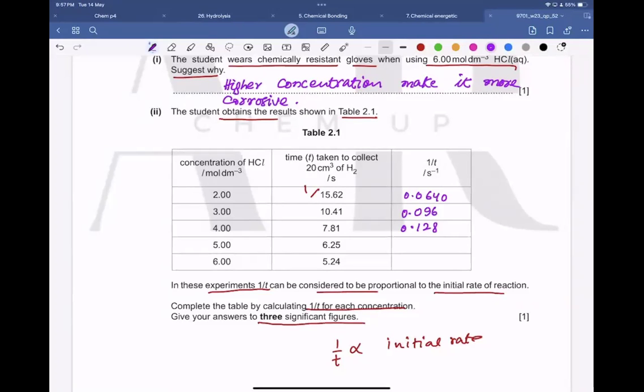After zero, is there any other figure? 0.0960. Yes, Mahveen, after 0, is there any other digit?